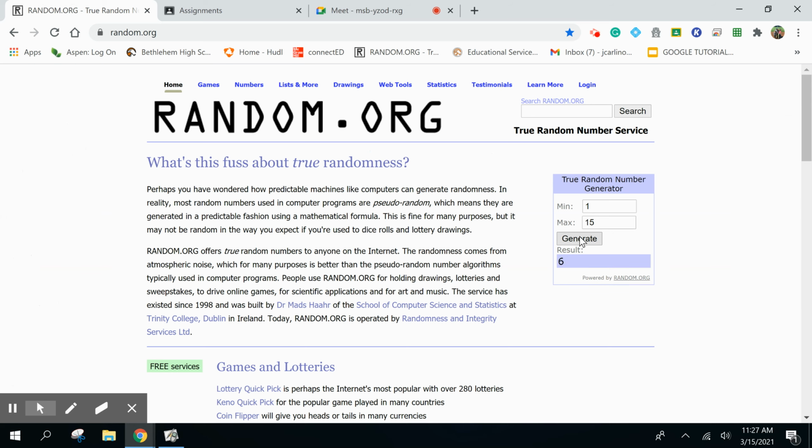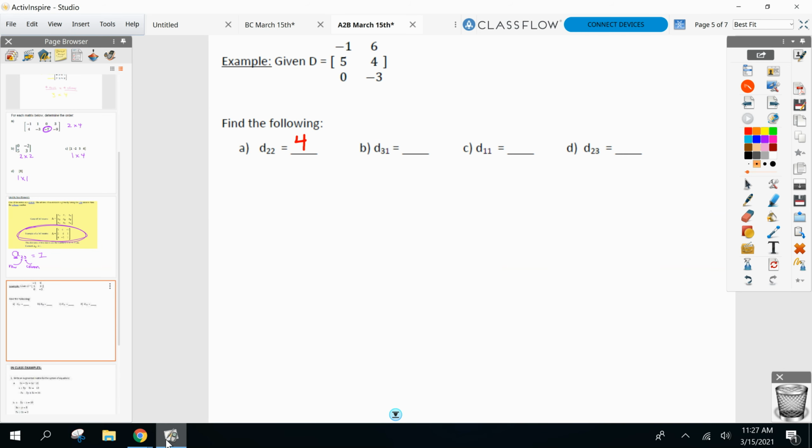Shoo, Mason, what do you got? Position 3, 1. 0. What does the 3 mean? Row 3, first column. Also 0. Good. Row 3, column 1. I got a 0 there.